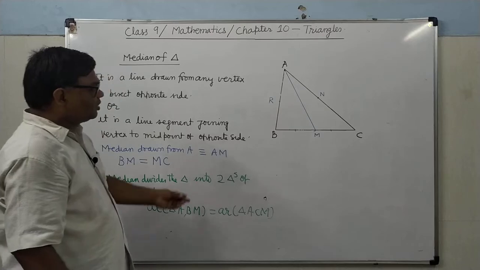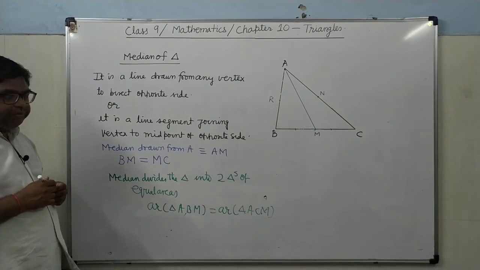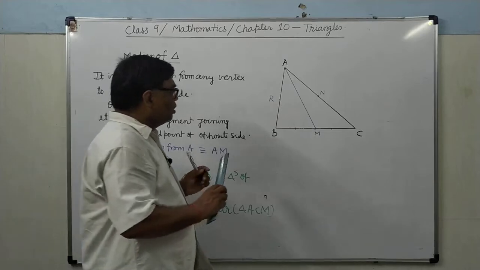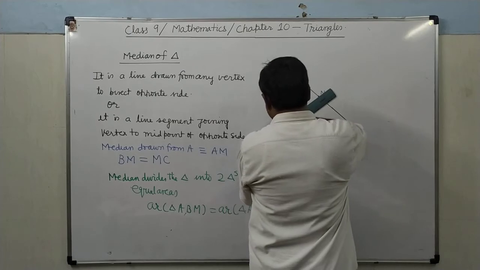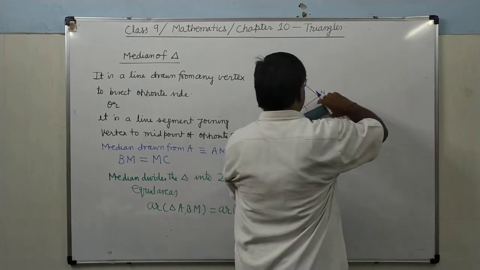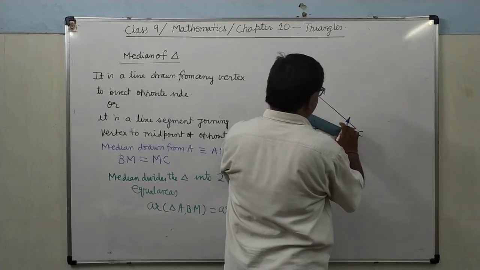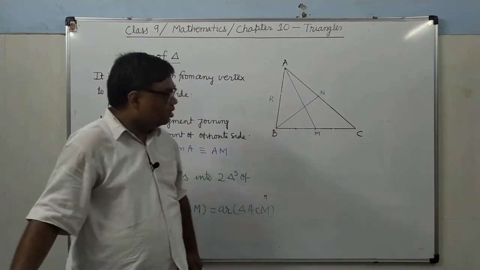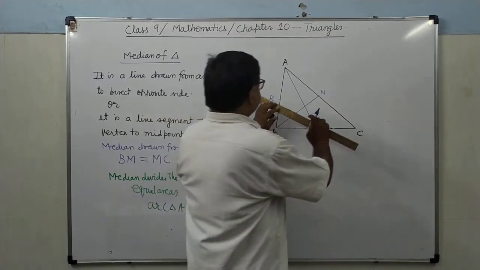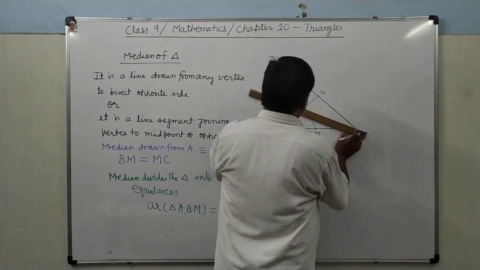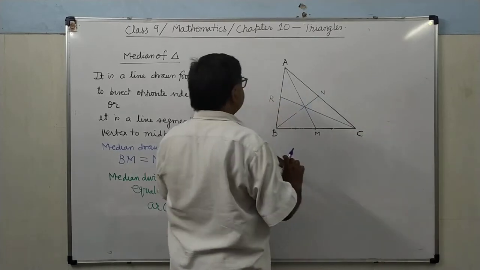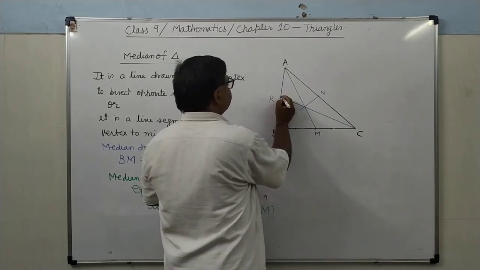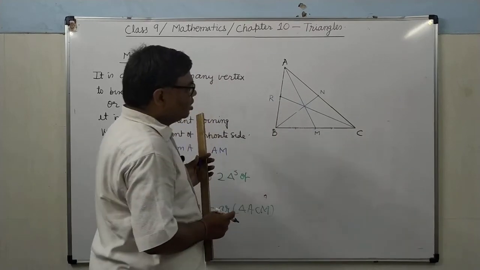Now see here, this is one median. There may be other medians also. You can see here, you join B with the point N. You will get the second median. This is the second median. Then similarly you join point C with R. So CR will be the third median. So these are the three medians.